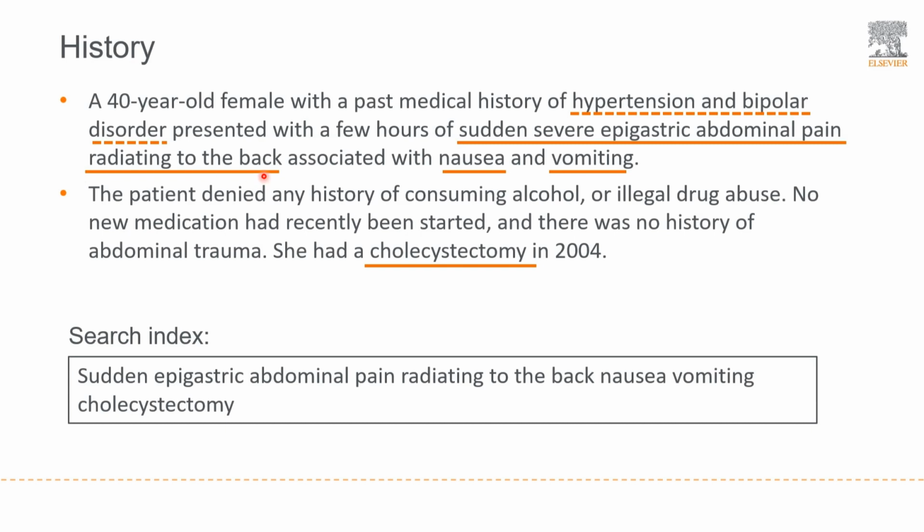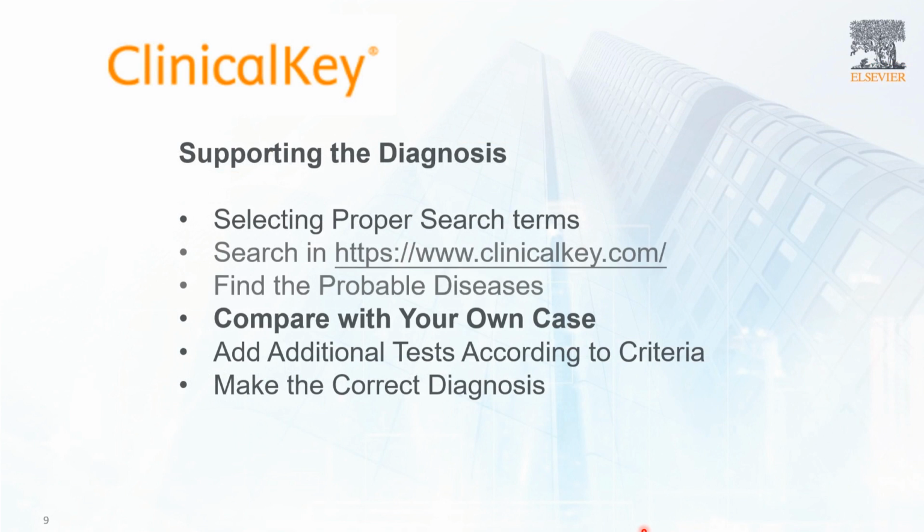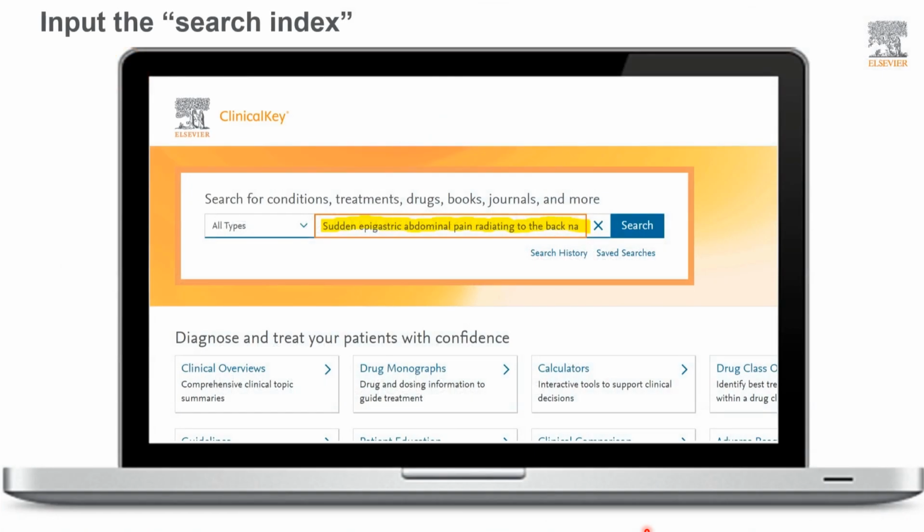Sometimes the medical history is important, while other parts are less so. You should estimate the level of importance of different indexes and sequence them from the most important to the less important ones, and leave out the confounding factors. Next, you could try your search indexes in ClinicalKey and find the probable diseases. Simply input the search indexes and click the button Search.